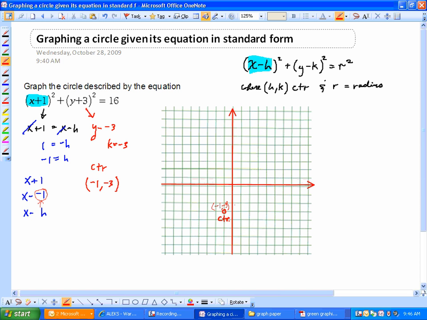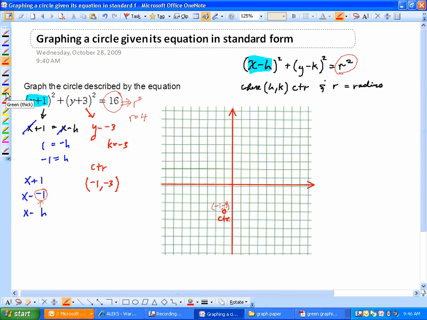Now if that's the center, what's the radius? Well, the formula tells us that the last term is r squared. So 16 is r squared, which means r is plus or minus the square root of 16, but we'll just consider the plus answer. Can the radius be negative? Kind of. It just means it's going the opposite way, but we'll just call it positive 4. So the radius is positive 4.